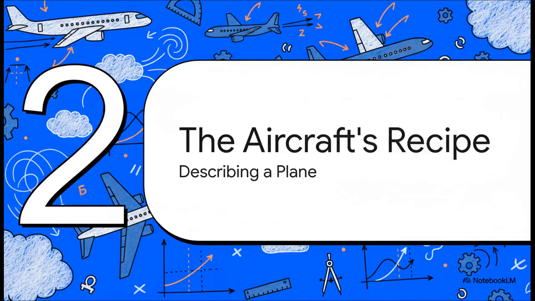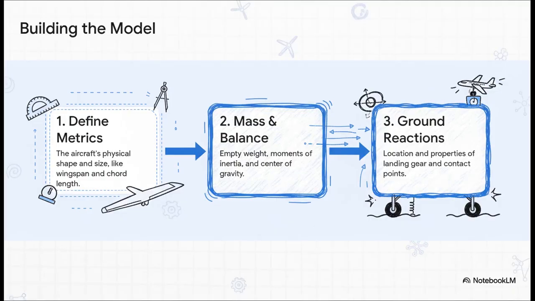Okay, so how do you even get started? How do you take a real-world aircraft and turn it into a bunch of data that a computer can actually understand? Well, it all starts with what I like to call the aircraft's digital recipe. First, you've got to define the basic metrics, the physical dimensions, things like wingspan and tail area. Second, you specify its mass and balance.